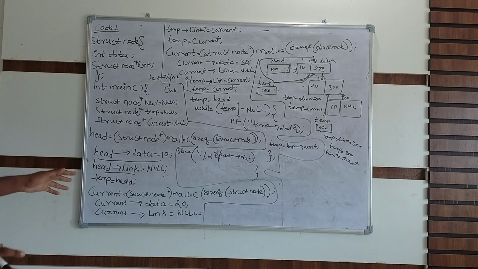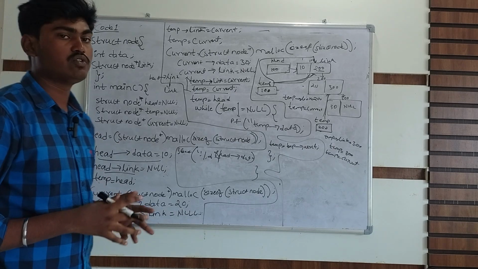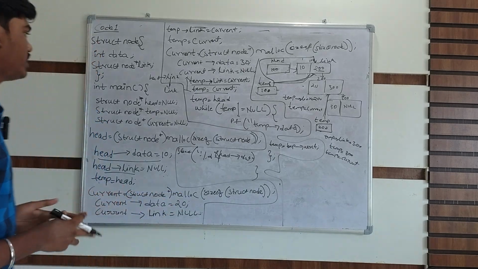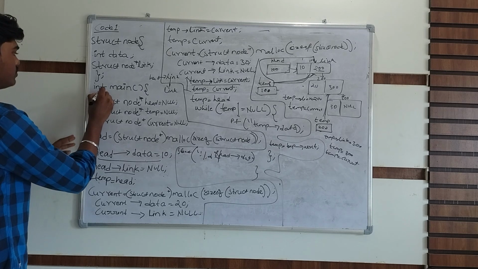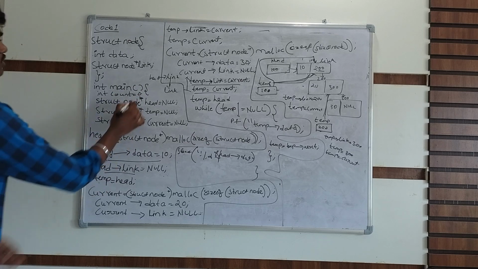Now we can see the code. In this code we are seeing the count, that means how many nodes are present in our given code. We can see that also. Initially our count is 0. Int count is equal to 0.